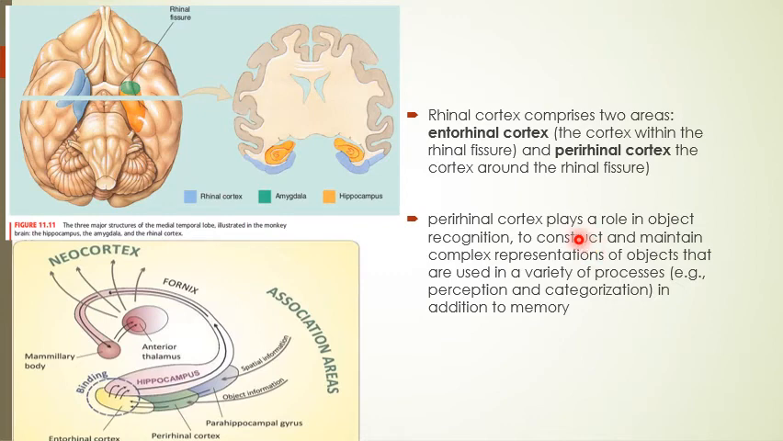To construct and maintain complex representations of objects that are used in a variety of processes. So for example, our perception, categorization, in addition to memory. So in other words, it is not the hippocampus that is responsible for object recognition memory problems, but the perirhinal cortex, the adjacent cortex.